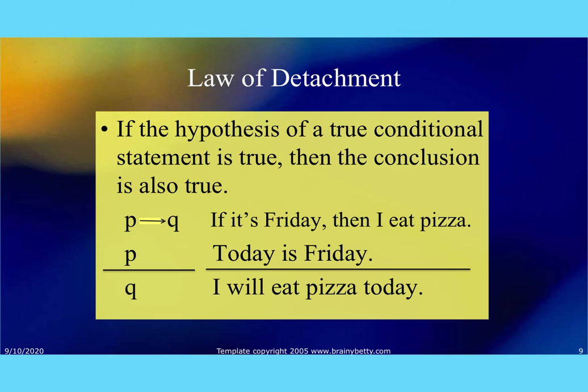So the law of detachment, there's going to be 2 laws, law of detachment and law of syllogism. Law of detachment says if the hypothesis of a true conditional statement is true, then the conclusion is also true. So if the hypothesis, or the first part of your conditional statement, of a true statement, is true, then the conclusion is also true. So two things have to happen here. The original statement has to be true, and then if that is true, then the if happens, and then you get to determine that the then would always happen.